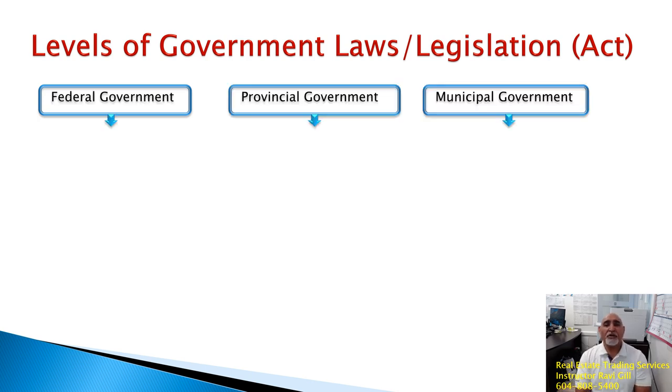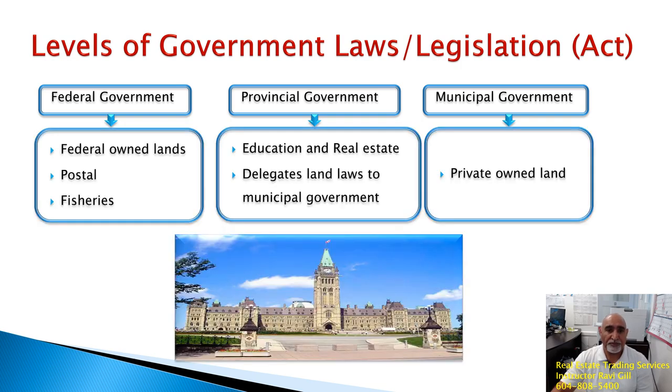We have 3 levels of government in Canada: the federal government, provincial government, and the municipal government. The federal government is responsible and owns the federal lands. They have jurisdictions for many other topics, but for your examination, 2 main topics of the federal government responsibilities are postal and fisheries. Then we have the provincial government. For your examination again, the main important part is that they're responsible for our Real Estate Services Act and the education.